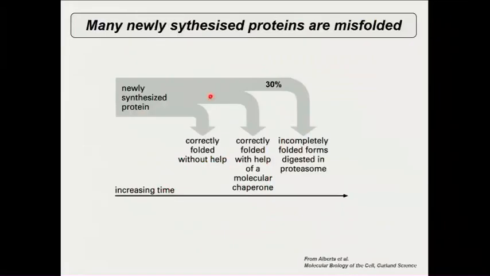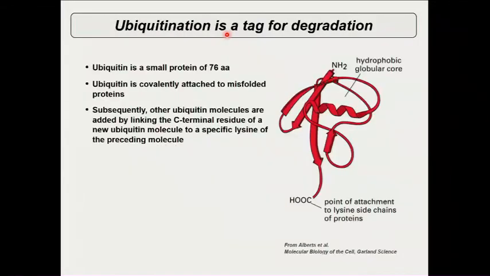So this illustrates that up to 30% of newly synthesized proteins are misfolded. Our own proteins and viral proteins. It just can't be helped. A certain number is just rubbish. And they are sometimes given a second chance to refold, and if it all fails, they need to be disposed of. And the job is that of the proteasome.